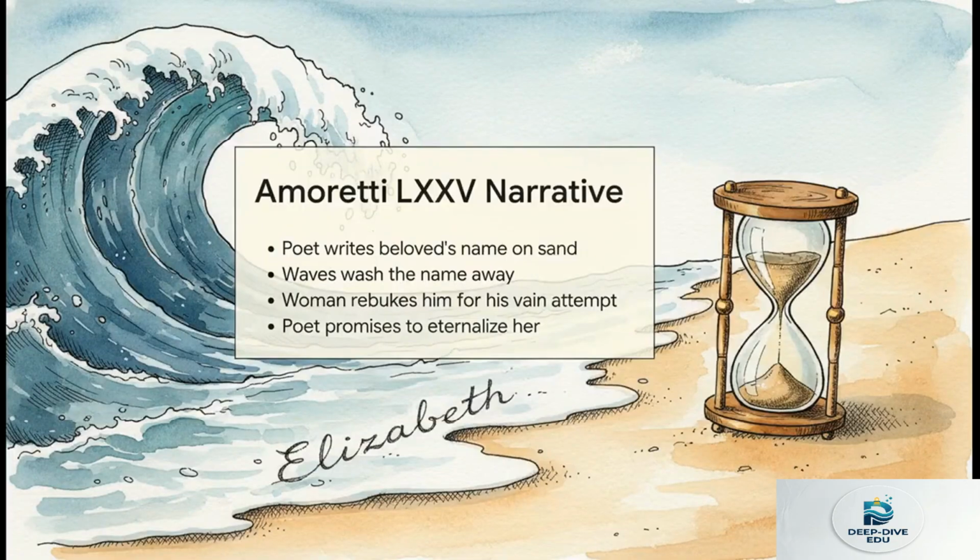Now, the story here is beautifully simple on the surface. The poet writes his beloved's name on the sand, but the ocean tide washes it away. He tries again, the waves erase it again. But then, the woman actually speaks up. She rebukes him. She essentially tells him he's being arrogant and vain for trying to immortalize something that is inherently mortal. So this physical reality of a beach tide erasing letters suddenly pulls us straight into a deep emotional dialogue about human mortality and decay.